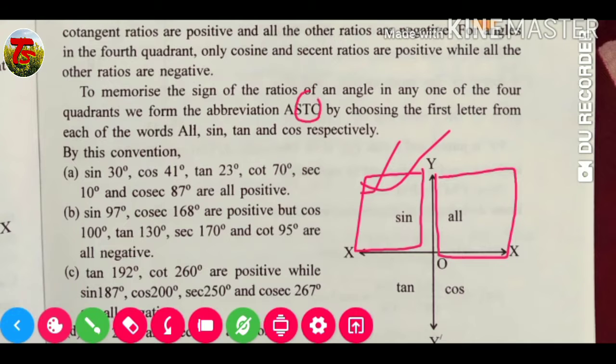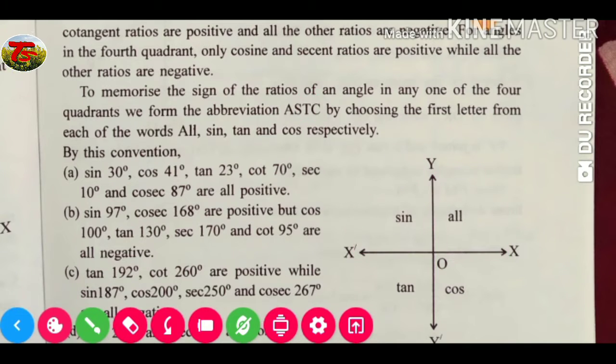T, third quadrant is our T. T means tan. Tan theta is related to cot theta. So tan theta and cot theta will be positive, and remaining all will be negative. And C means cos. So fourth quadrant, it is number 4. So cos theta is related to sec theta. So cos theta and sec theta, these two will be positive, and remaining all will be negative.